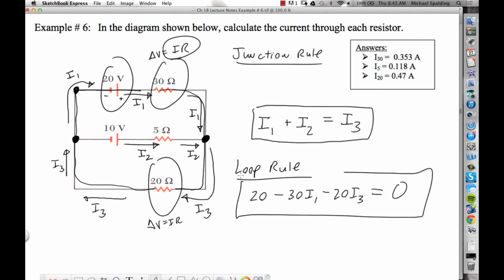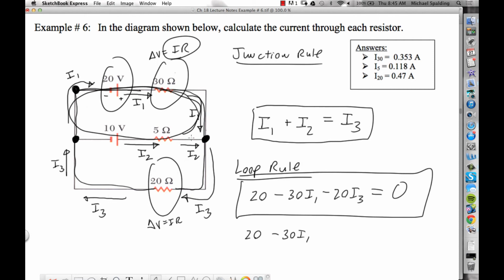Okay, let's do another loop. Let's loop the top. Okay, so starting at this point again. We're crossing the 20 volt battery. Voltage gain or voltage loss? Gain. We're going from negative plate to positive plate. All right, we're crossing the 30. Voltage gain or voltage loss? Loss. That's going to be minus 30 I1, right?